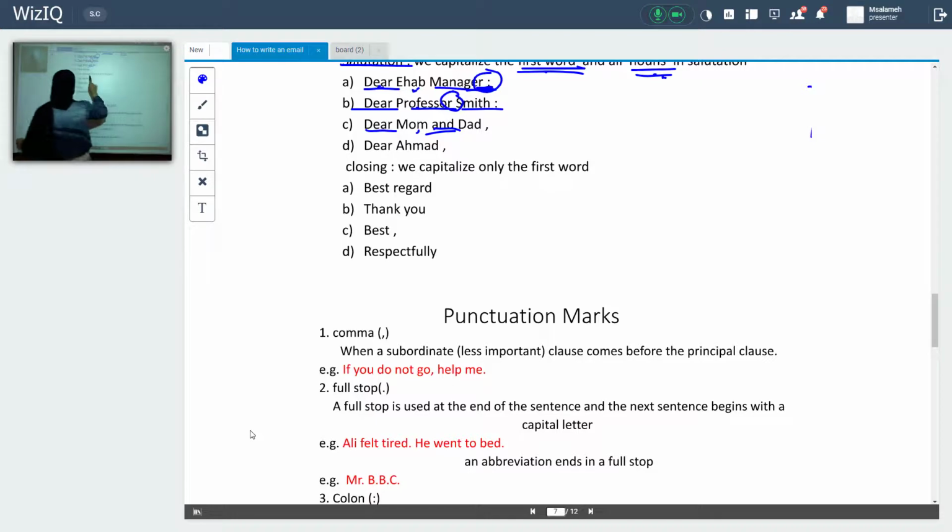Closing. We capitalize only the first word. Okay, like this: Thank you, with T, the first word. "You" no. Best, okay? Respectfully, okay.